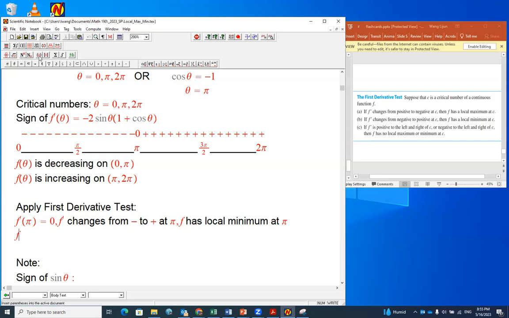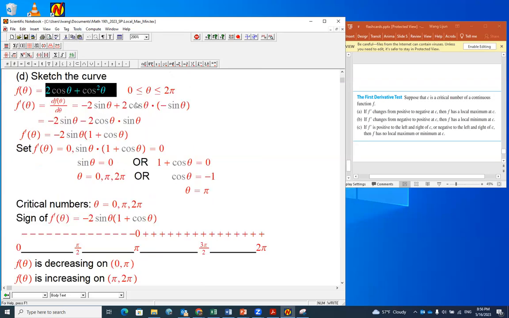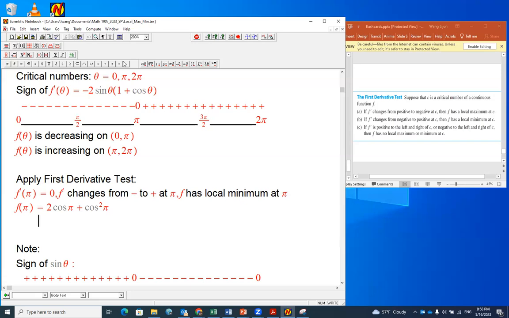Okay, the value of the local minimum: we're going to go back to the original function. The original function is this piece, evaluated at pi. So theta is replaced by pi, and both thetas are replaced by pi. Cosine pi is negative one. So this piece, we have two times negative one plus cosine pi squared, that's going to be negative one squared. So in the end, our local minimum is equal to negative one. Okay, so that's our local minimum.